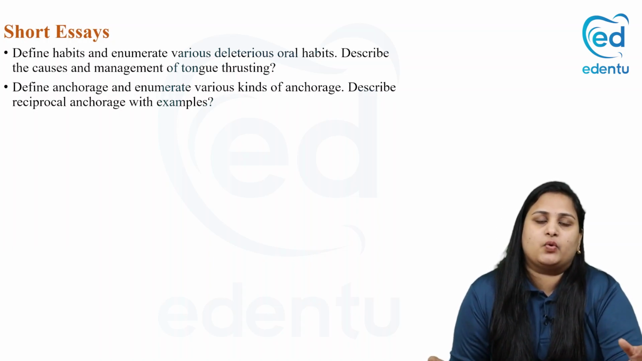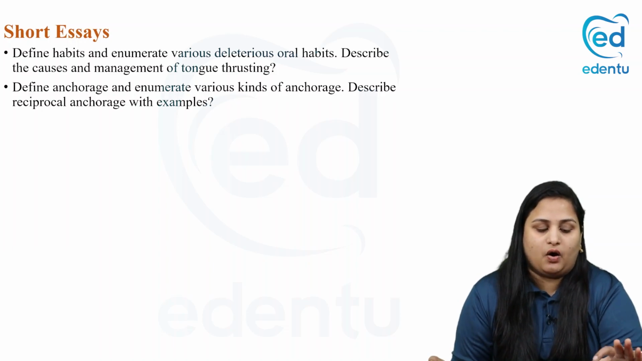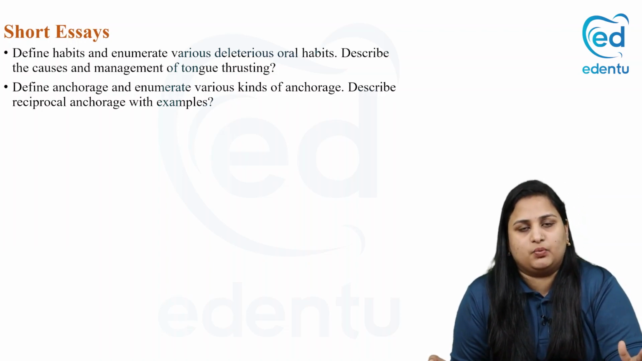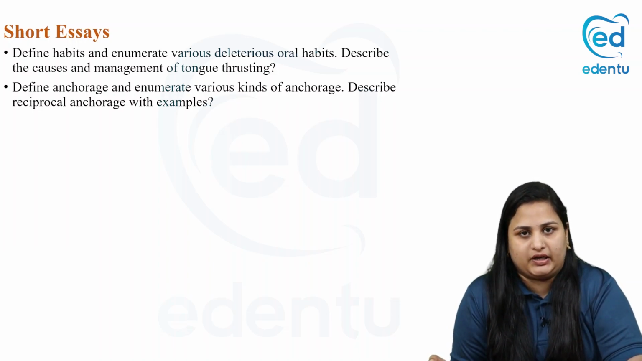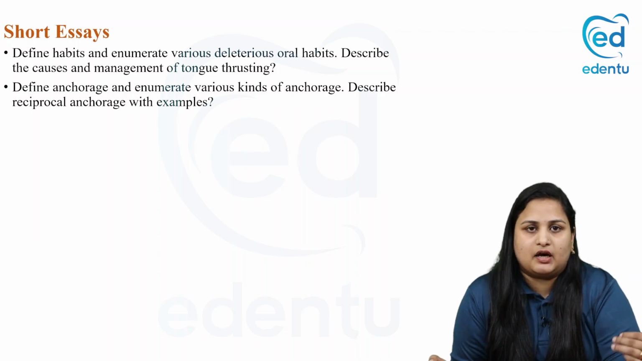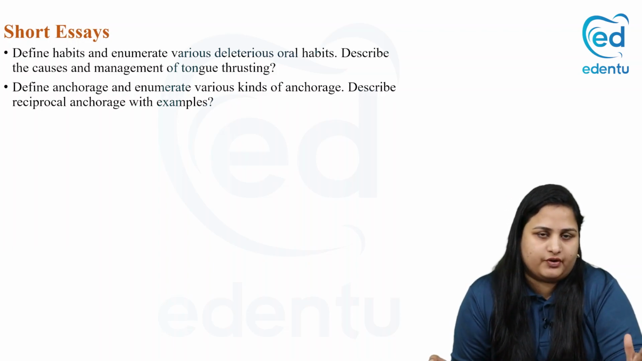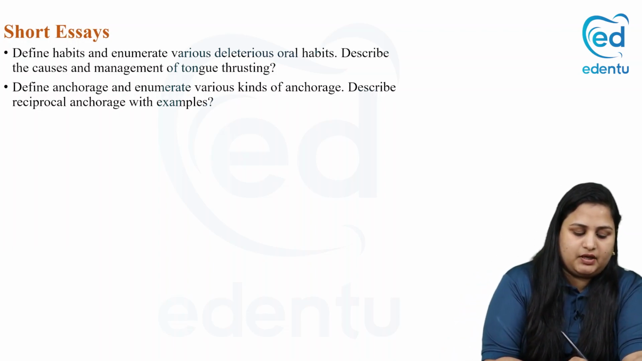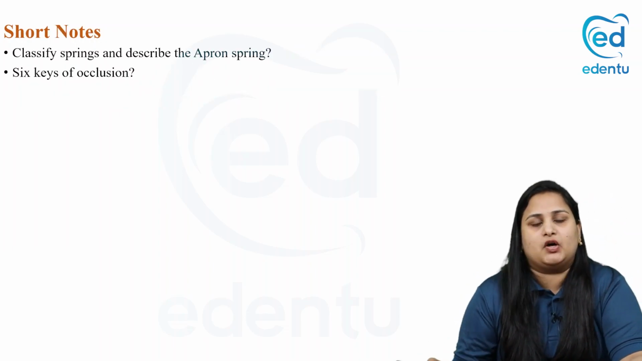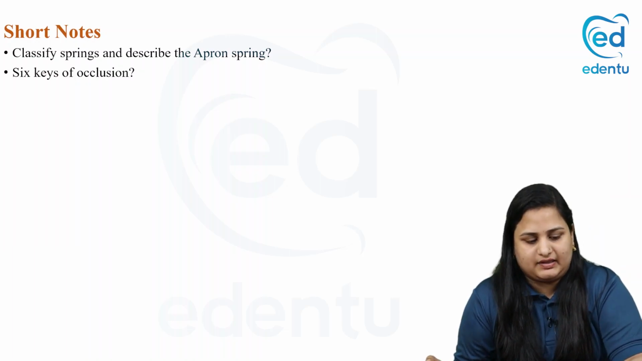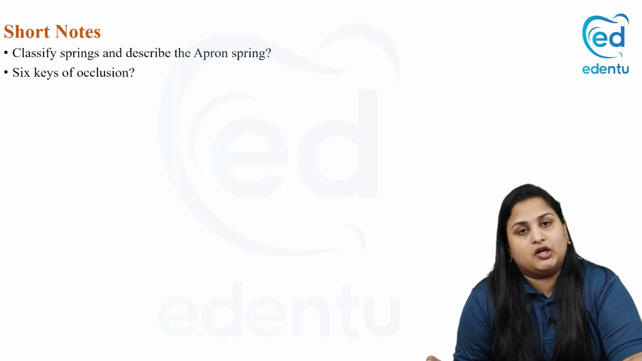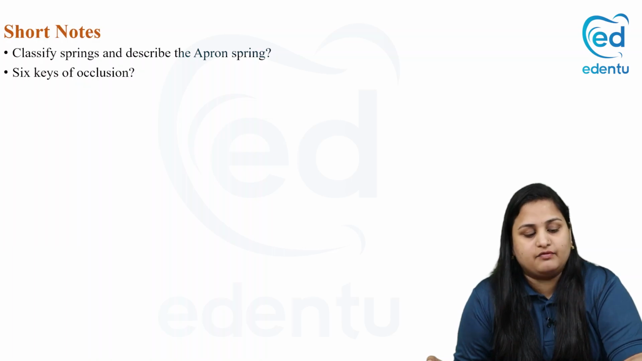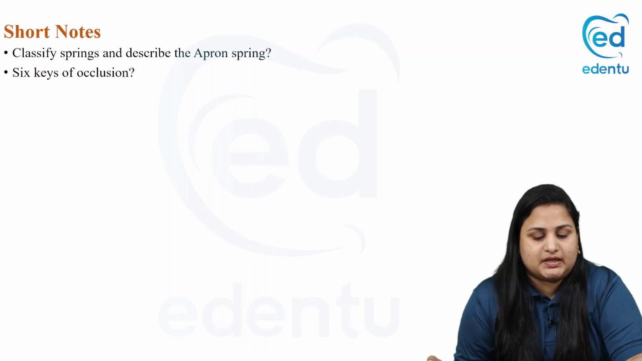So if the question is structured, all parts of the question have to be given equal weightage and have to be attempted equally, and that's how you distribute your effort equally for all the questions. Whereas a simple question would be more complex to answer, but at the same time you can have straightforward answers to it. Now coming to the last part of the questions, we have: classify springs, describe the apron spring.